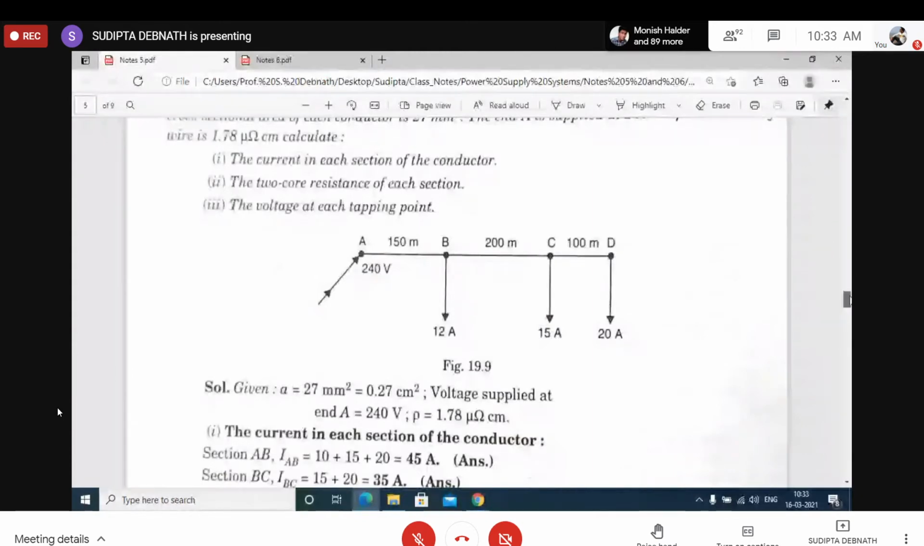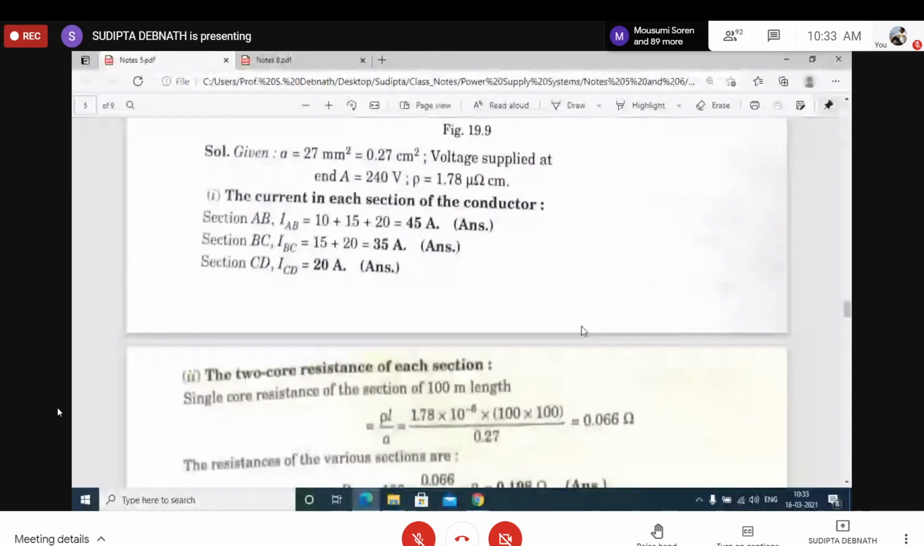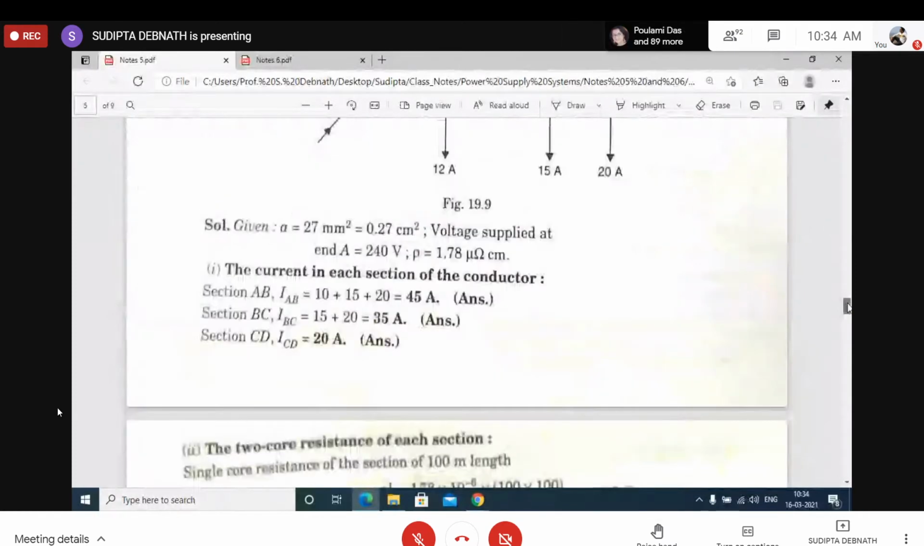currents in different sections, and the two-core resistance of each section. They have considered it for 100-meter length. You need not consider for 100-meter length. You directly find it in the way I told you. See, they have multiplied it by 2. Just write rho L by A. Okay, no point in finding it for 100 meters, multiplying it by 100 and then again dividing by 100. No point. So you can find the resistance in various sections by the direct formula rho L by A into 2 to consider both the wires. Okay, so you can find RAB, RBC and RCD. That means the resistance of all the sections.